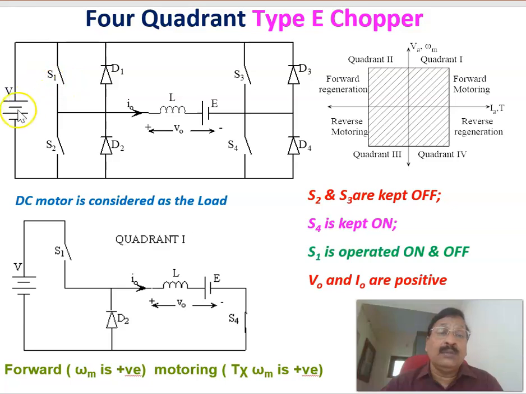Therefore, power is flowing from the DC source into the motor, or electrical energy is converted into mechanical energy. That is called the motoring action. Therefore, T into omega is positive. To work the DC motor in the first quadrant, in forward motoring operation, the average voltage should be positive, and similarly the average current should also be positive, or torque is positive as well as omega m positive. That is called forward motoring, and these are the switch statuses to work in the first quadrant.